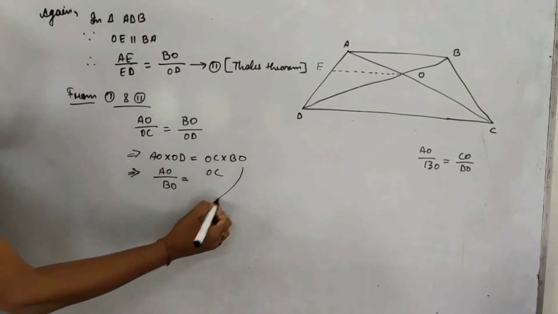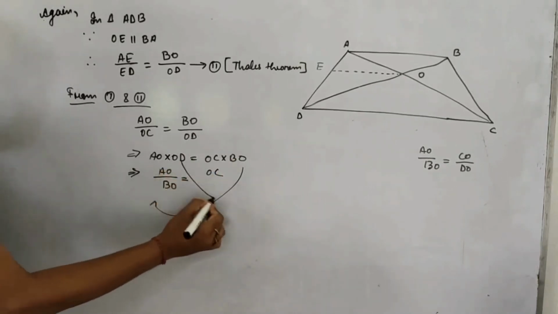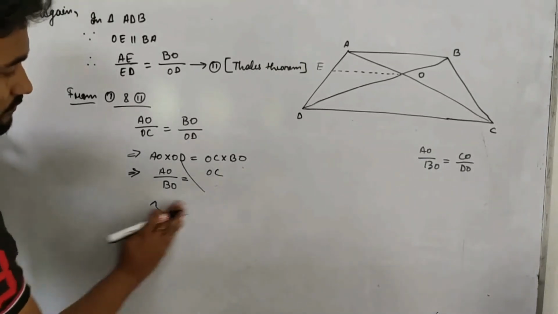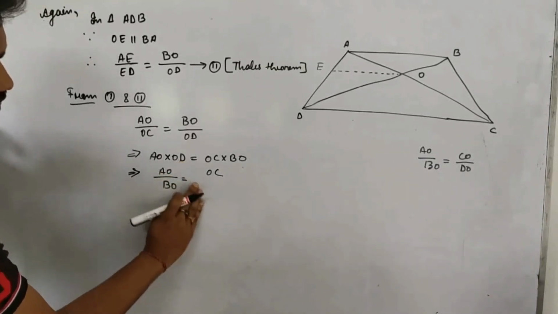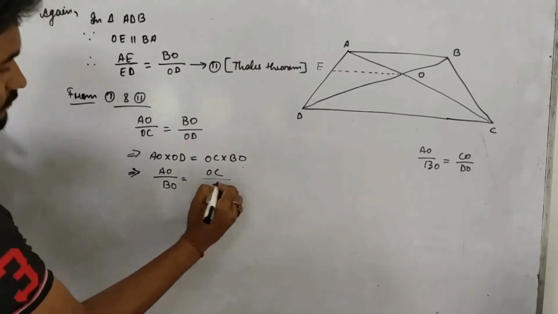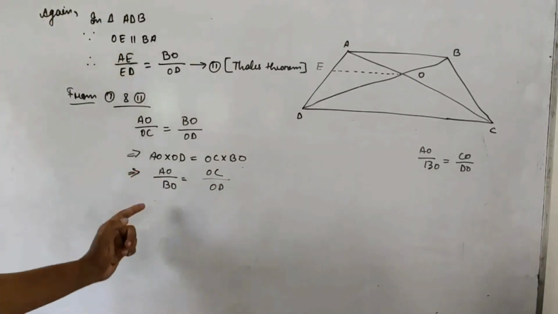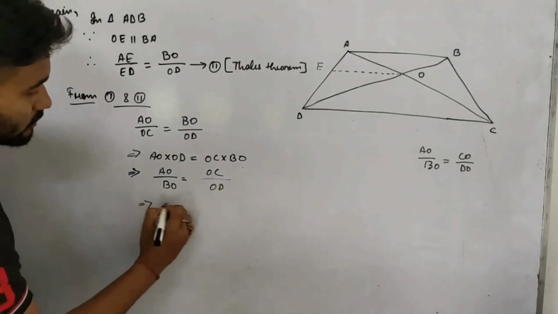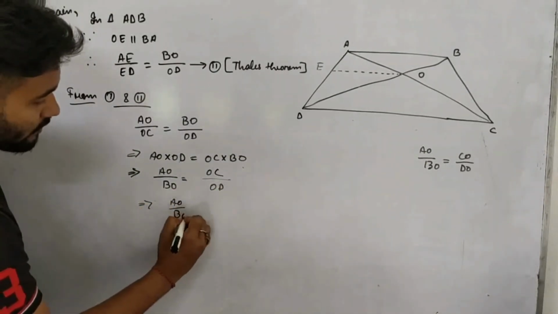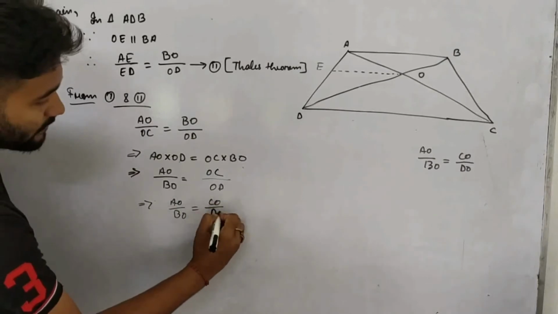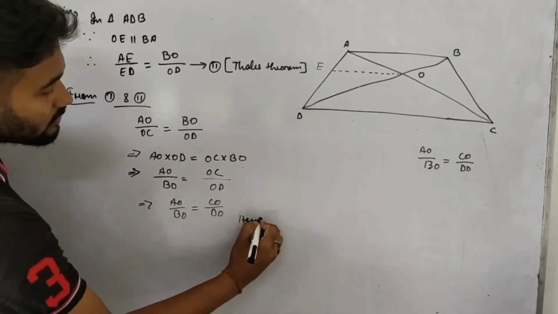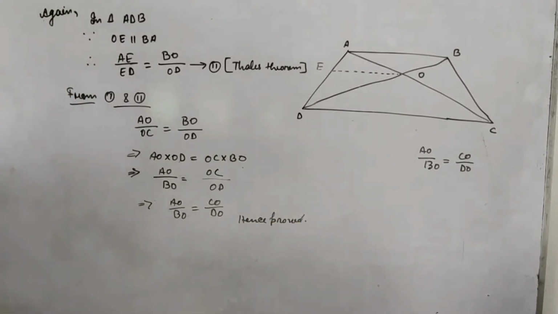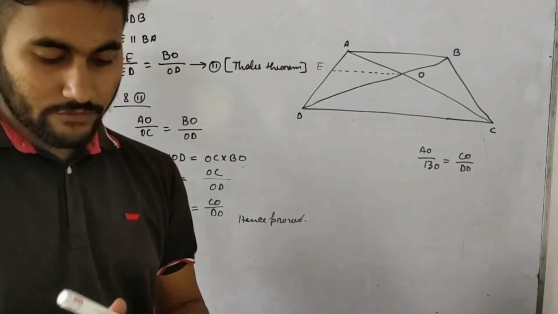BO will come over here and OD will go over here. Understood? So OD will go over here. So now it is matched. AO by BO, CO by DO. Okay, so one more line I will write: AO by BO is equal to CO by DO, hence proved. Understood? Simple question. Okay.